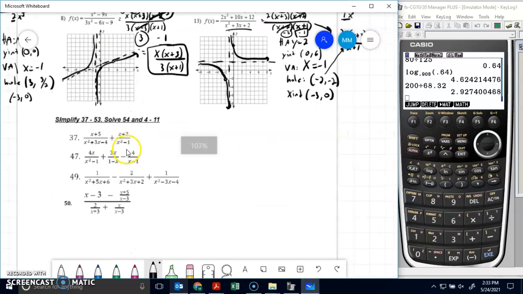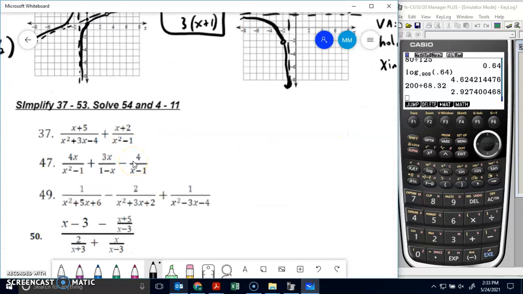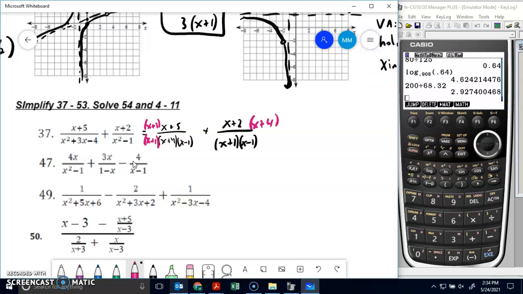Alright, let's jump down to number 37. So we're going to add these. To add these, I need common denominators. So I have (x plus 5) over, factor it, (x plus 4)(x minus 1), plus (x plus 2) over, factor it, (x plus 1)(x minus 1), conjugate rule. So this side needs an additional x plus 1 to give it a common denominator. This side needs an additional x plus 4 to give it the full common denominator.